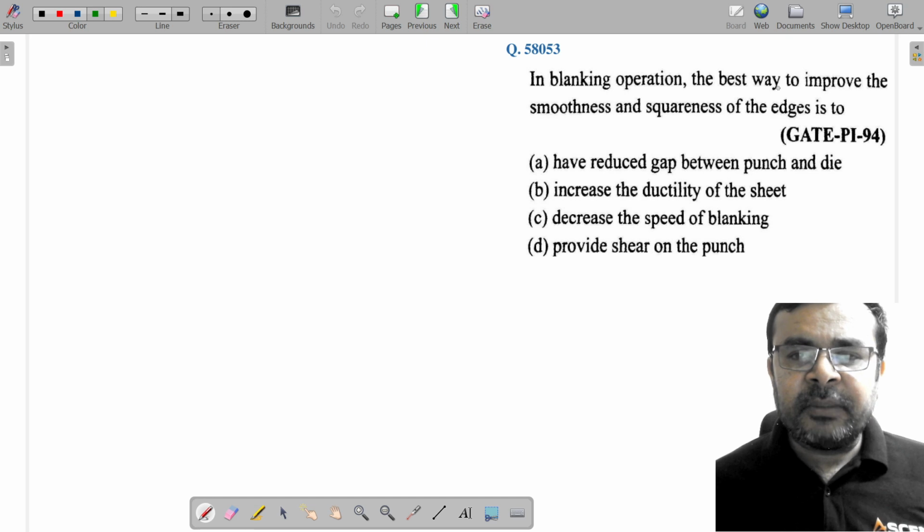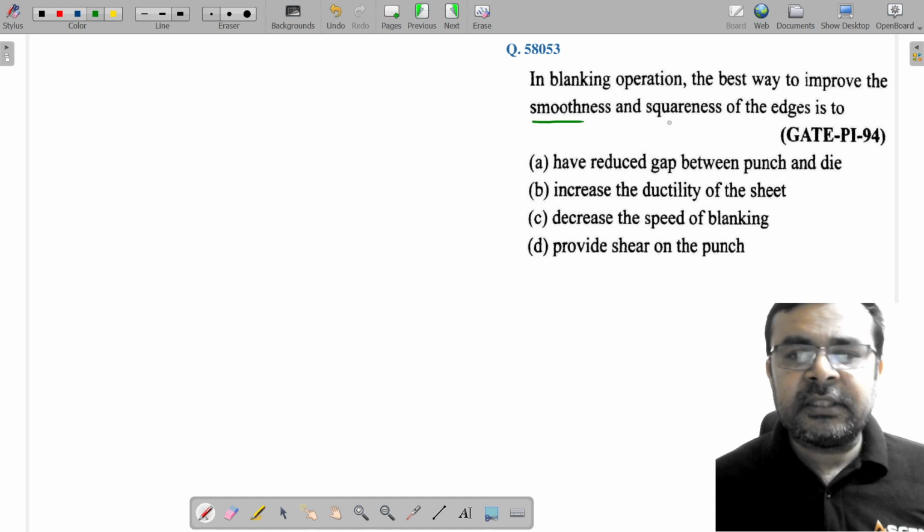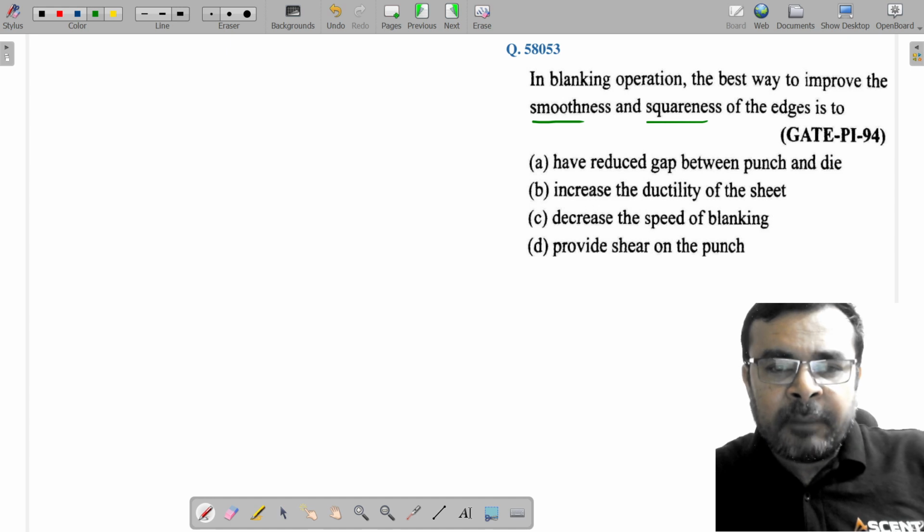Next, in a blanking operation, the best way to improve the smoothness and squareness of the edge is to... Smoothness and squareness is only possible if you provide optimum clearance. Yes or no? Options: have reduced gap between punch and die, increase the ductility of the sheet, decrease the spring, the blank provides shear on the punch. Correct? So it says "have reduced" instead of reducing.